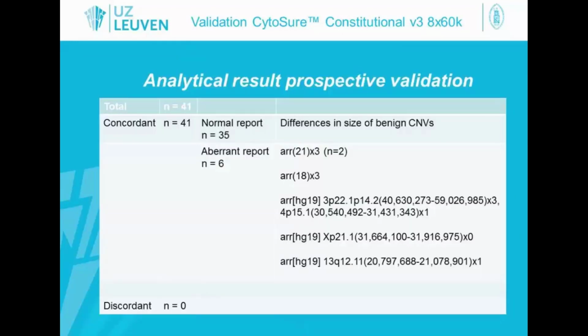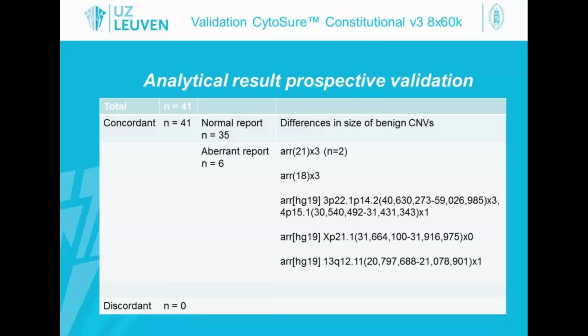So then for the prospective validation of the prenatal arrays, so the 8x60K array, we processed 41 samples, and we had a concordant result in all of these 41 samples. So for 35, we issued a normal report. Sometimes there was a small difference in size in the benign CNVs, but this is logical because of the difference in probe density in specific regions. And we had an aberrant report for 6 of them. 3 of them were trisomies, 2 trisomies 21 and 18, so it's quite clear that both platforms can detect these.